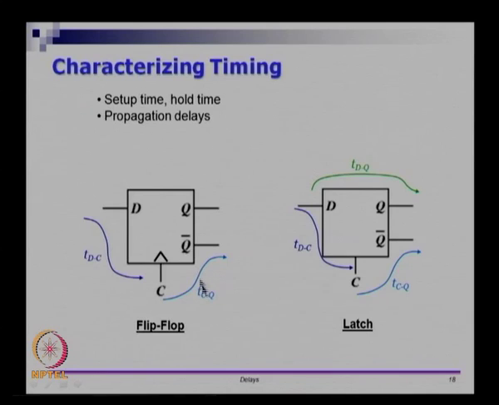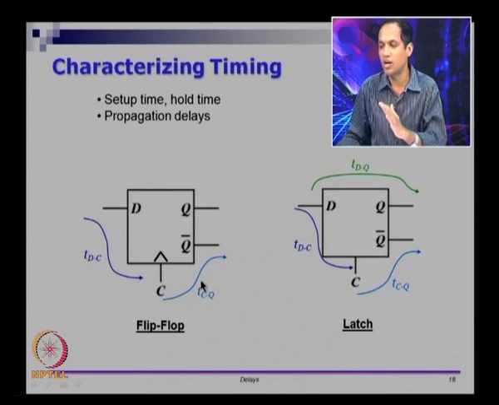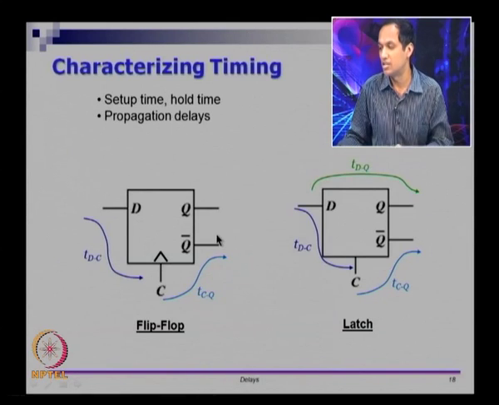To characterize timing, there is setup time, hold time and propagation delays. For a flip flop, there is a setup time and a hold time which is inherent to it. There is a D to C delay, which is the time period between D and clock. But more importantly, you are worried about clock to Q delay. Once the clock comes in, how long is it going to take to change Q?